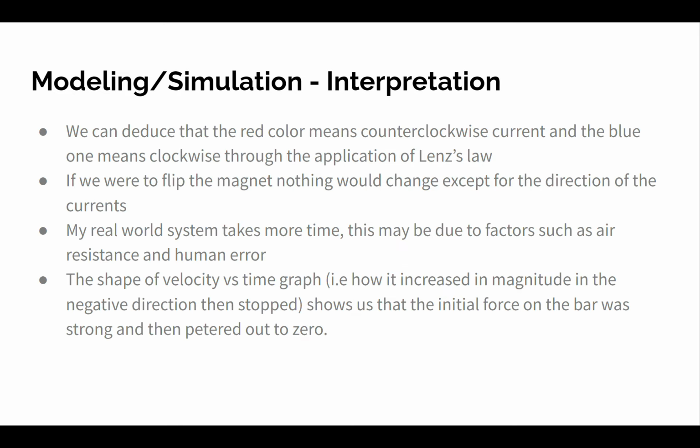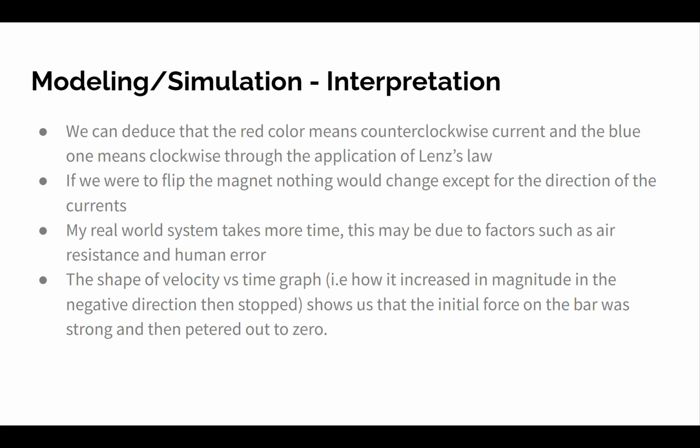So interpretation of the modeling and simulation. There's a lot of different things we can interpret. For the first part, we can deduce that the red color means counterclockwise current and the blue one means clockwise through our specific application of Lenz's law in this situation. And if we were to flip the magnet, nothing would change except for the direction of the currents, because the dipole direction would change, so the direction of the current would change.